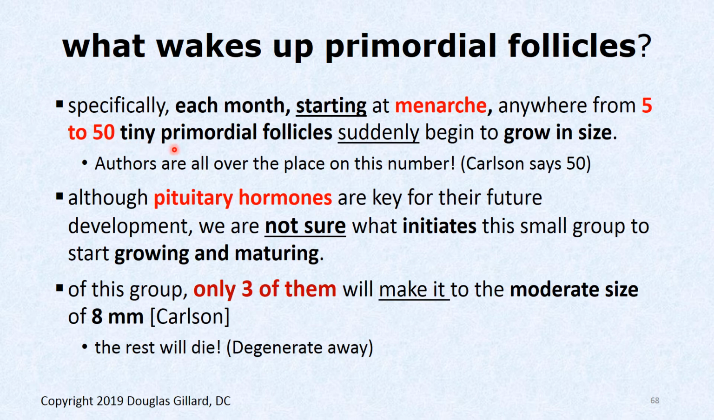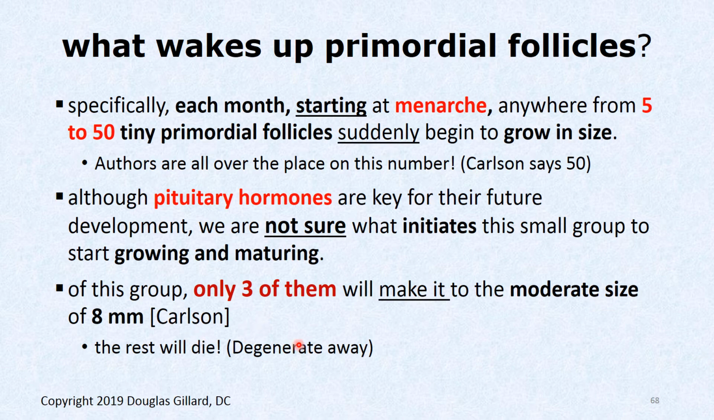But anyway, quite a few of these tiny primordial follicles begin the race. We're not 100% sure what wakes them up, because they wake up and you do testing to see if LH and FSH hormone levels are in these kids' blood, and they're not yet. So we don't know what starts them off. Those hormones are super important for running the race and growing big, but it doesn't wake them up, so we're not 100% sure what initiates them to grow. And as I said, of this group of 50, only 3 of them will make it to the finals, where they become quite big, 8 millimeters in size, according to Carlson.